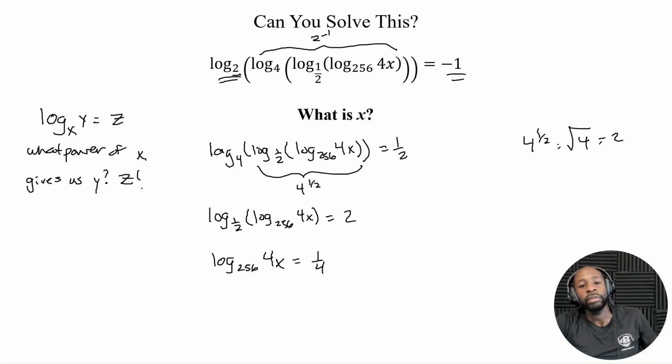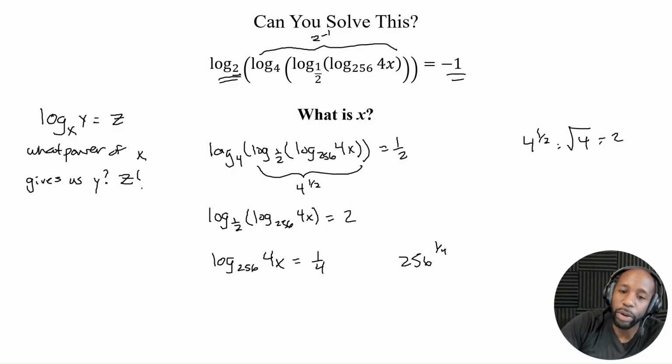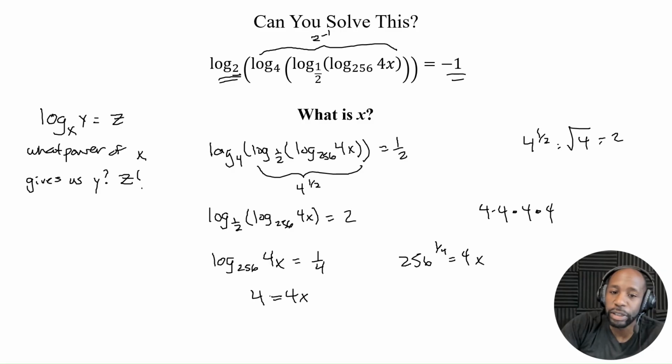Now we're saying 256 to the 1/4 power is equal to 4x. What is 256 to the 1/4 power? In other words, what is the fourth root of 256? What number times itself four times gives you 256? 4 times 4 is 16, times 4 is 64, times 4 is 256. So that's going to be 4. So therefore you have 4 equals 4x, and therefore x is equal to 1.